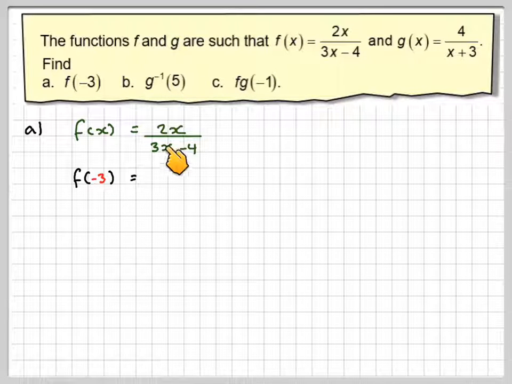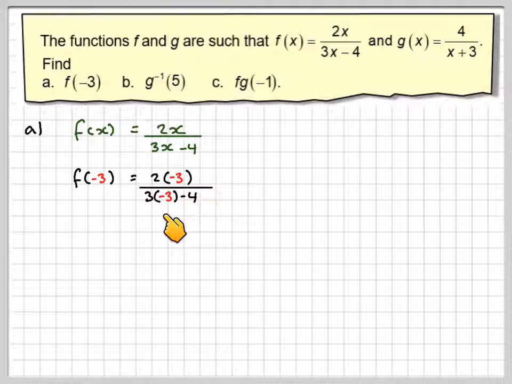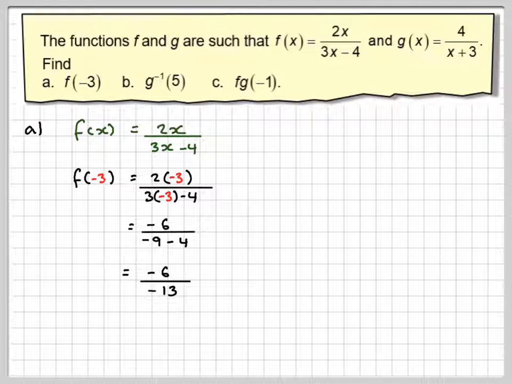F of minus 3 means I just substitute in here minus 3 instead of x. Because it's negative, it's a good idea to use brackets, so it's 2 times minus 3 over 3 times minus 3 minus 4. 2 times minus 3 gives me minus 6, and then 3 times minus 3 gives me minus 9, take 4, so it gives me minus 6 divided by minus 13, and a minus divided by minus gives me a positive, so the answer is 6/13.